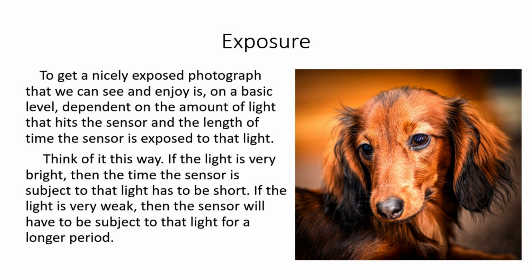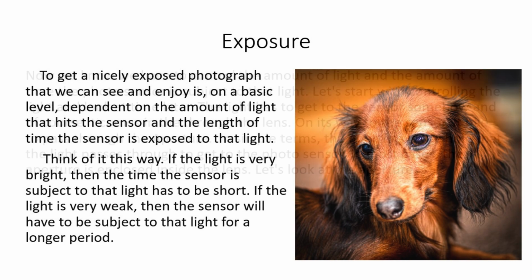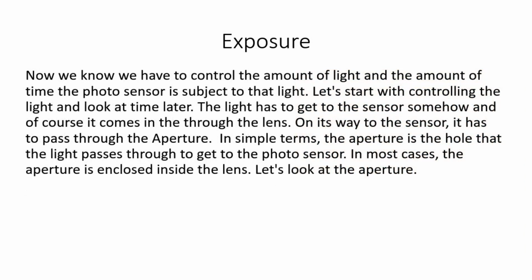To get a nicely exposed photograph that we can see and enjoy is, on a basic level, dependent on the amount of light that hits the sensor and the length of time the sensor is exposed to that light. Think of it this way. If the light is very bright, then the time the sensor is subject to that light has to be short. If the light is very weak, then the sensor will have to be subject to that light for a longer period. Now we know we have to control the amount of light and the amount of time the photosensor is subject to that light. Let's start with controlling the light, and look at time later.